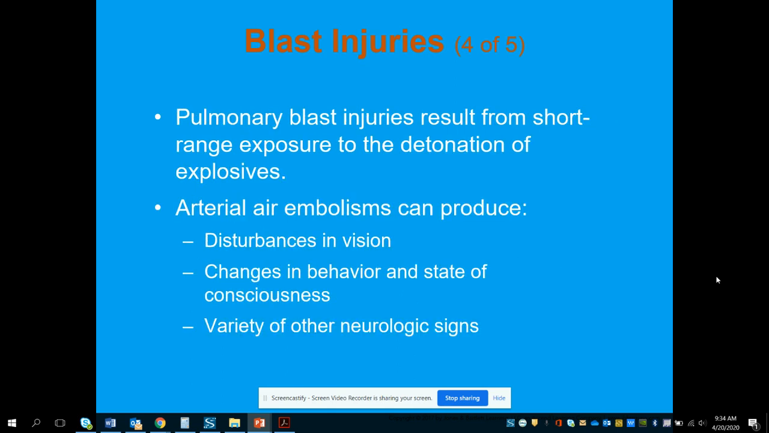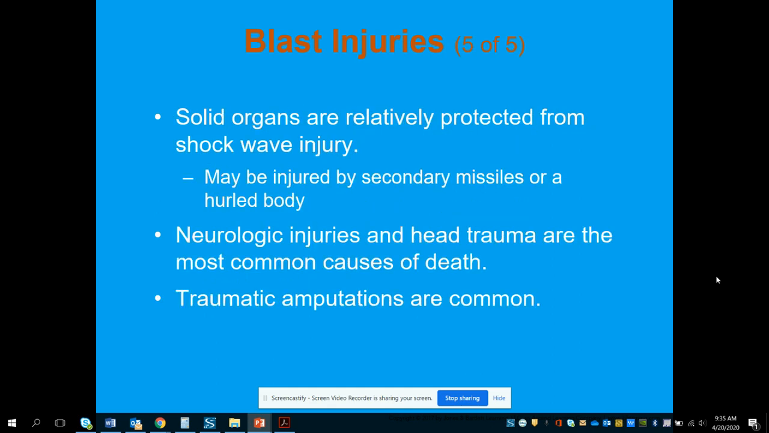Pulmonary blast injuries result from the short-range exposure to the detonation of explosives. So you could have arterial air embolisms and things we'd be looking for there: disturbances in vision, changes in behavior or level of consciousness, and any other neurologic signs. Solid organs are relatively protected from that initial shock wave injury, but they could be injured during the secondary missiles or the tertiary side of things when you come to land somewhere.